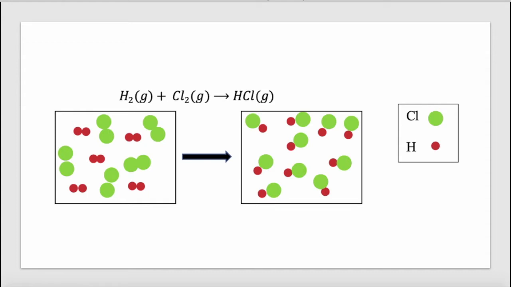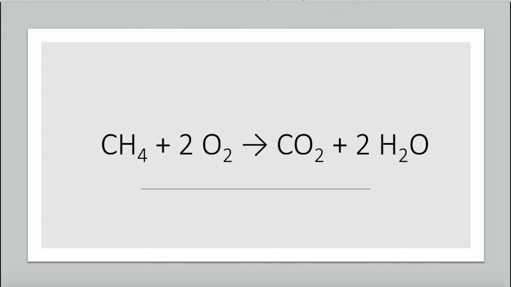The breaking and formation of bonds is also represented in chemical equations. In this example, two substances, methane and oxygen, chemically react to form two new substances, carbon dioxide and water. The bonds in methane and oxygen have been broken, and new bonds have been formed.